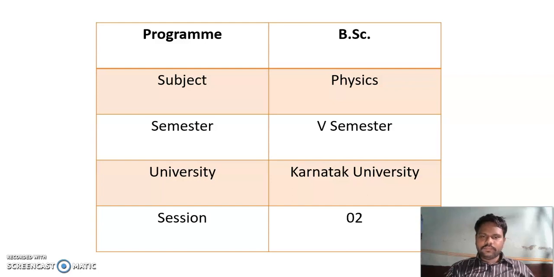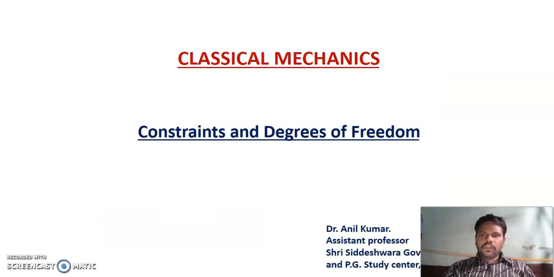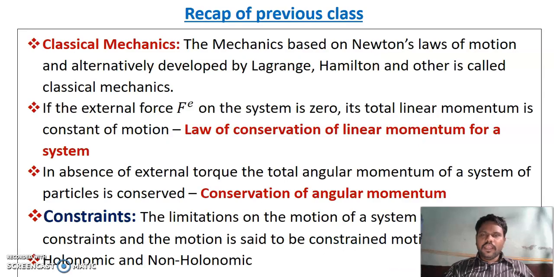In this session, we will learn about constraints and degrees of freedom. Let's recap what we have learned in the previous class. We learned classical mechanics. The mechanics based on Newton's laws of motion and alternatively developed by Lagrange, Hamilton and others is called classical mechanics.